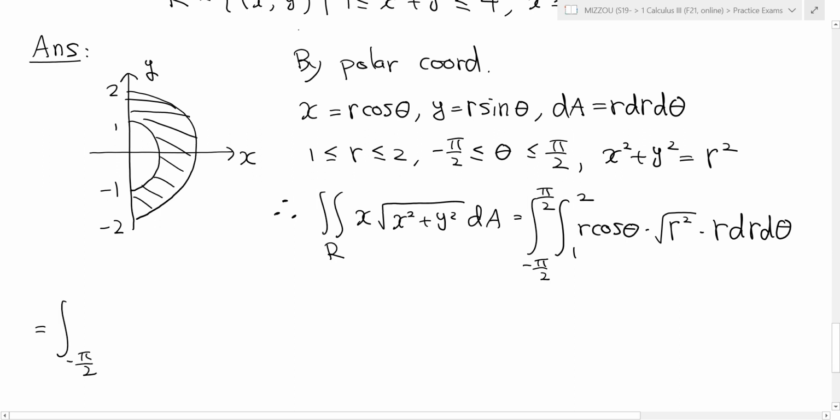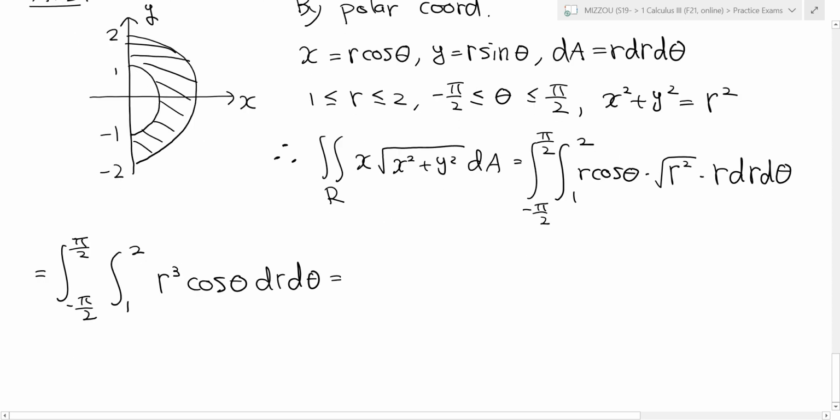Okay, and then if you simplify the integrand, theta from negative pi over 2 to pi over 2, r from 1 to 2, and then how many r's do you have? 3. r cubed cosine theta dr d theta.